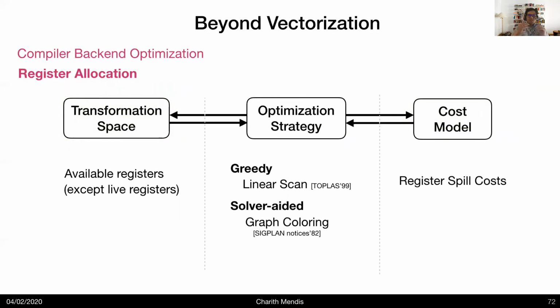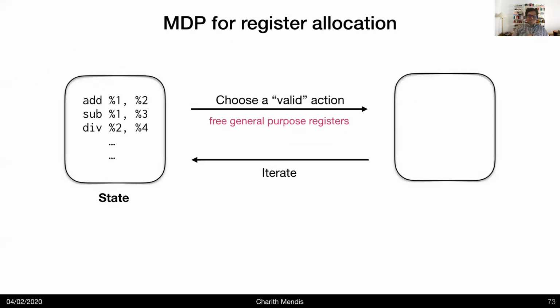So formulating compiler optimizations as sequential decision making processes applies beyond vectorization. For example, even for low-level compiler optimizations like register allocation. The way we can construct an MDP for register allocation is like this. You can treat a partially register allocated program as your state. And then for a given set of virtual registers, you can expose the set of free general purpose registers from which the learned agent can allocate a register.